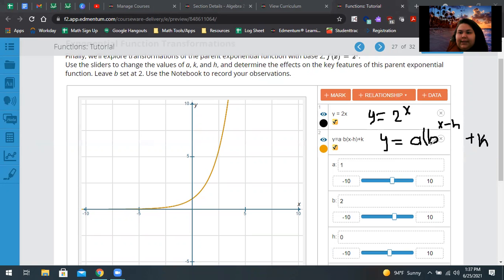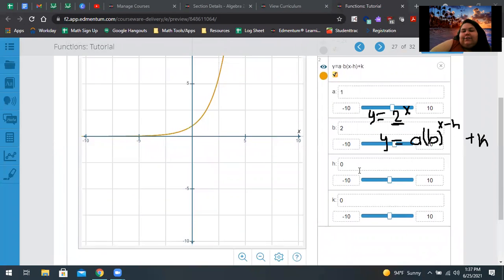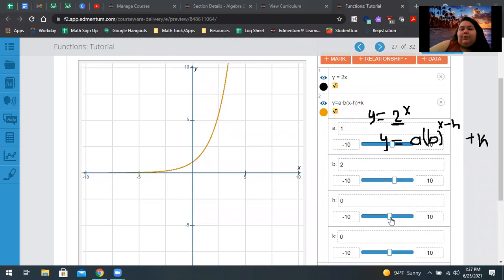So keep in mind, b is your base, that 2. A is again that vertical, it can be vertically stretched or compressed. H is going to be the horizontal shift left or right, and K is going to move it up and down. Let's talk about H and K first. I'd rather see H and K before we mess with the other ones, but let's move H.